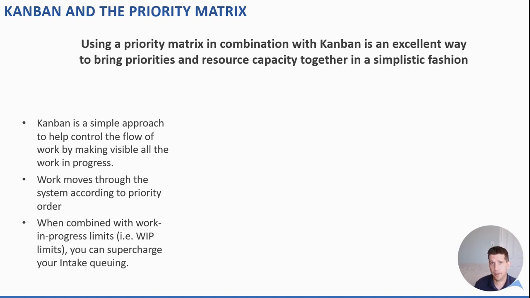If you're not familiar with Kanban, I highly recommend you go to the Acuity PPM website, go to our blogs, and find the post on using the priority matrix. I've got 2 links to 2 excellent videos that will give you a tutorial on Kanban. But in short, Kanban is a simple approach to control the flow of work and making it visible to everyone. It helps move work through the system effectively and managed according to priority. And when combined with work in progress limits, we certainly supercharge our intake and queuing.